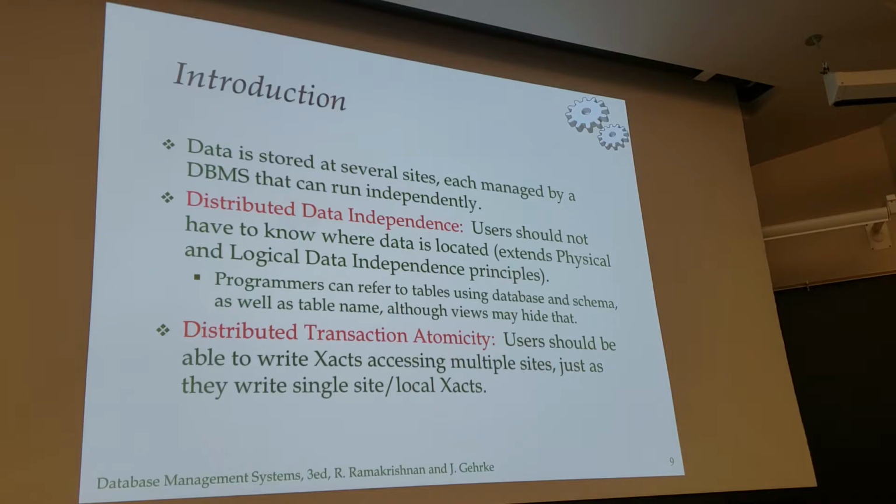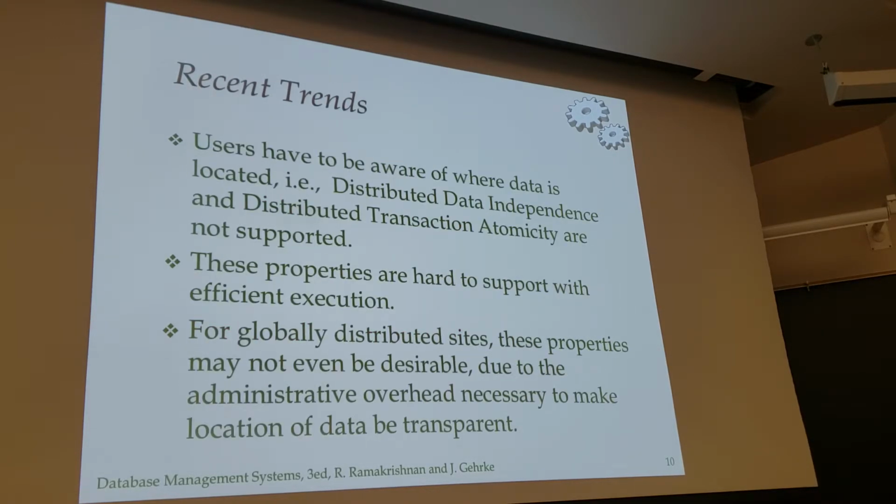But the principle in distributed database is you don't necessarily have to know where things are. And the principle in distributed transaction atomicity is you want to write transactions that go across multiple sites. And again, with the understanding that you don't necessarily always want to do that. We'll talk about what the mechanisms are by which you do it. We'll talk about a lot of aspects of distribution.